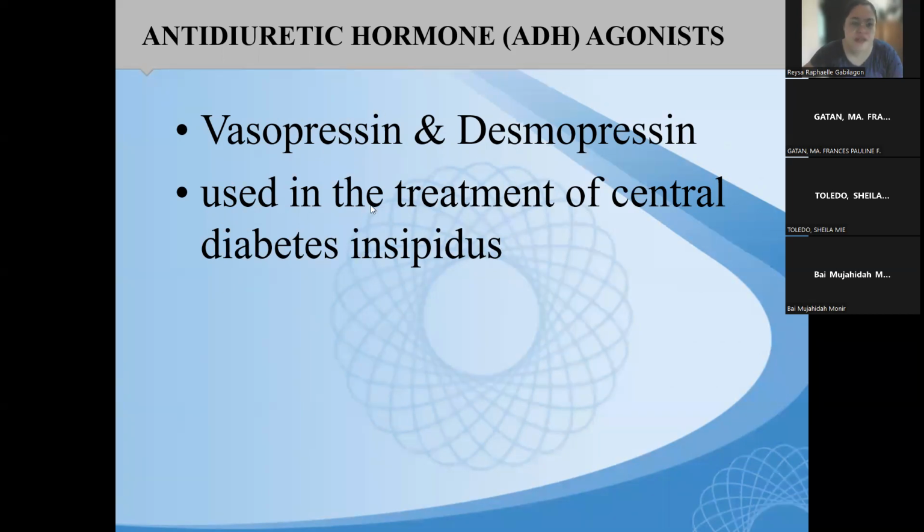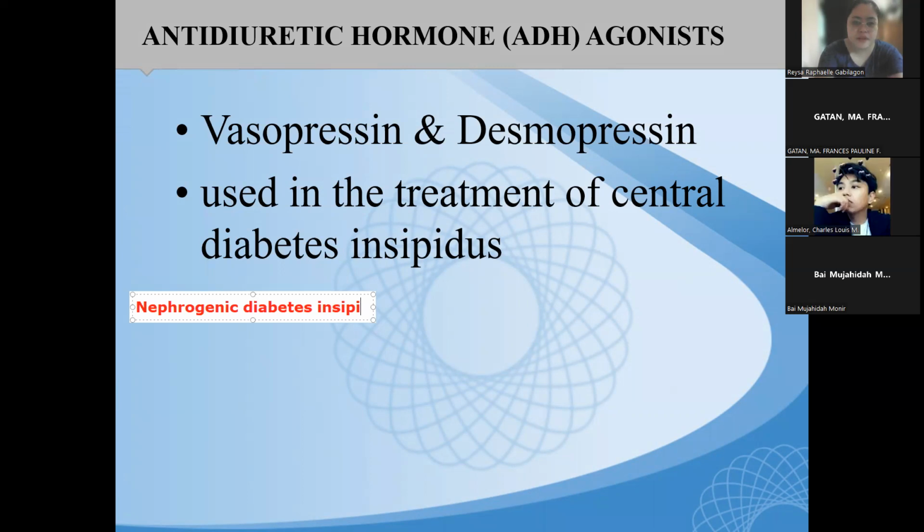Now, where do we use them? We use them for people who are experiencing central diabetes insipidus. What is the difference from what we mentioned earlier, the thiazide diuretic, which was nephrogenic diabetes insipidus? The patient has enough antidiuretic hormone. The problem is the kidneys are insensitive. However, if you say central, this is another one.